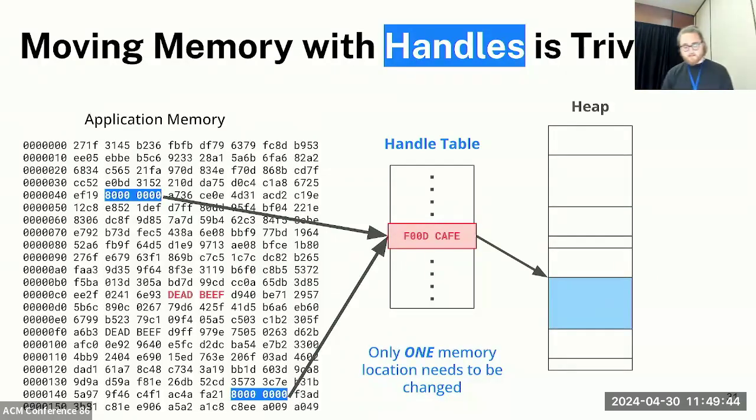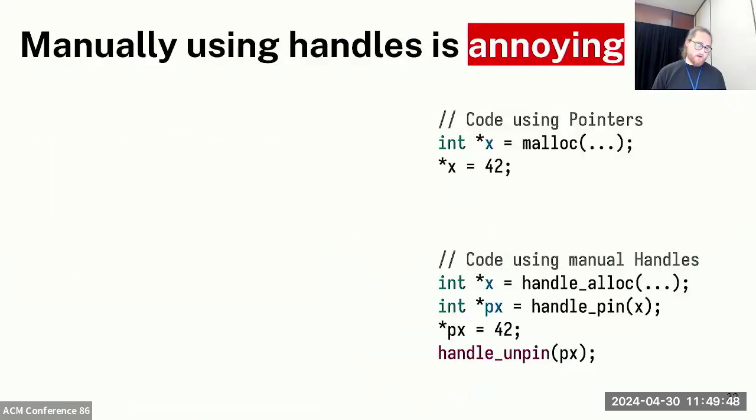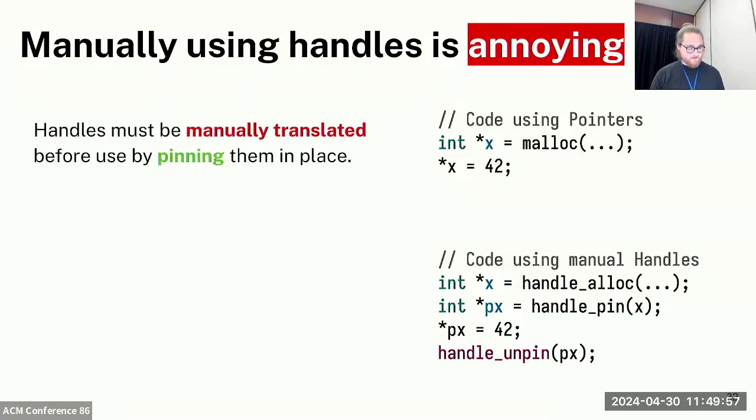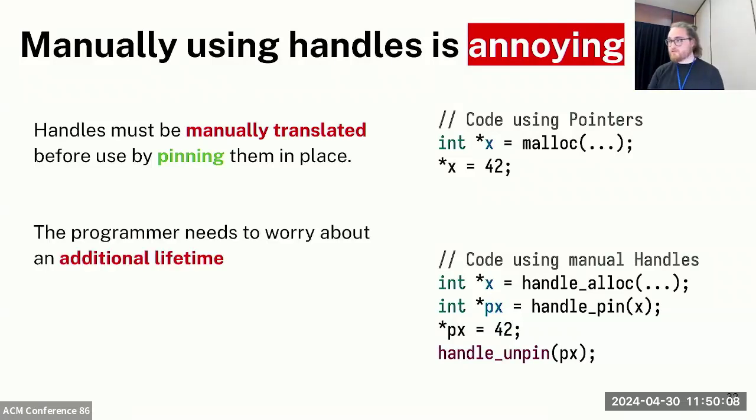So in the past, handles were used back in systems before virtual memory, entirely manually. If you've ever written Pascal for a Mac, this is terrifying. And the reason that it's terrifying is because you have to manually translate the objects. And for the duration of the translation, it can't be moved because the raw pointer is in memory. And so you also have to worry about an additional lifetime. And that's just the source of all the bugs in the world, I think.